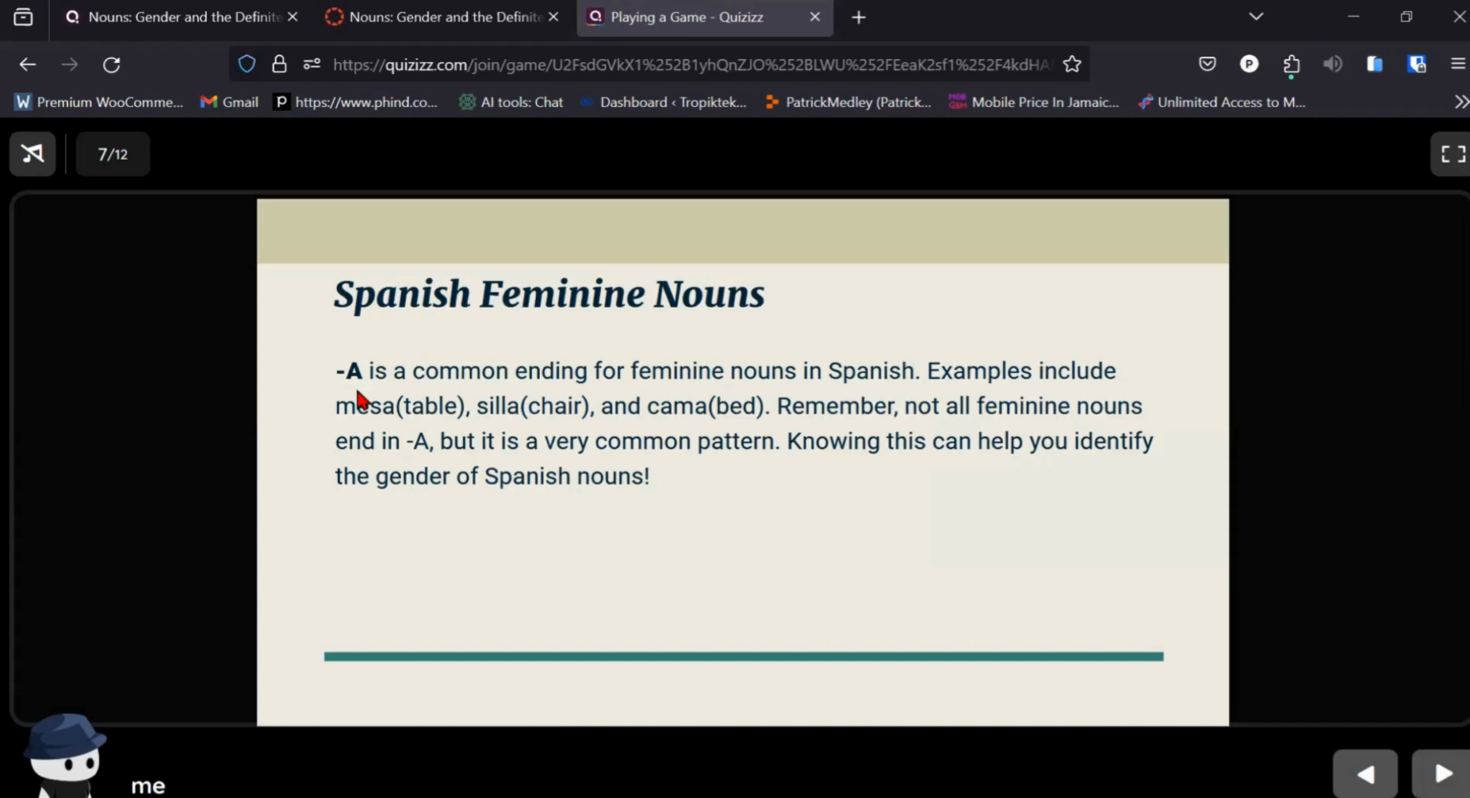Since this is the same thing for A, is the most common ending for feminine nouns. So let's look at these examples. Mesa, table, silla, chair, and cama, bed. So the same goes for the feminine nouns. They're not all consistently ending with a, or even some masculine nouns do end in a. But we'll go over that in a second.